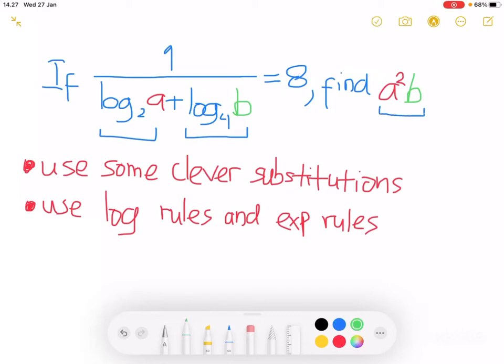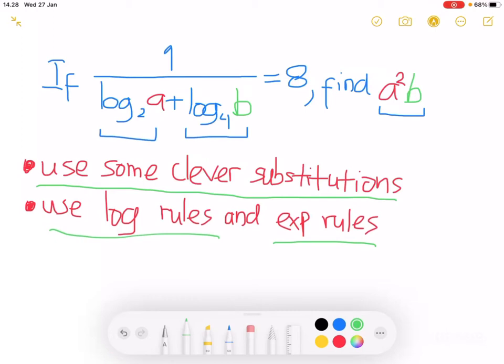Now before I jump into the solution, I'll give some tricks and tips if you want to try to solve this by yourself. First, use some clever substitutions, probably change a to some expression. And the second tip is to use log rules and exponential rules. So after you do the substitutions, you may use some logarithmic rules.